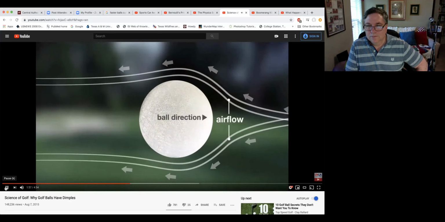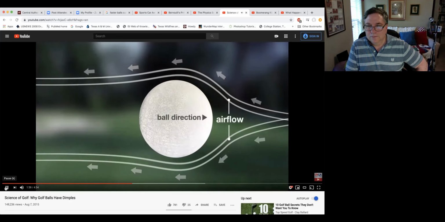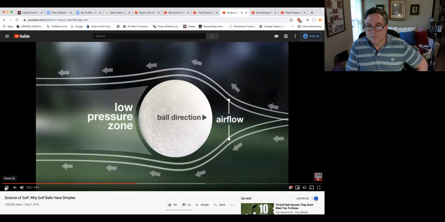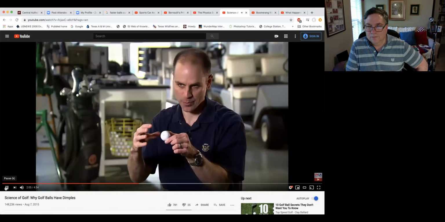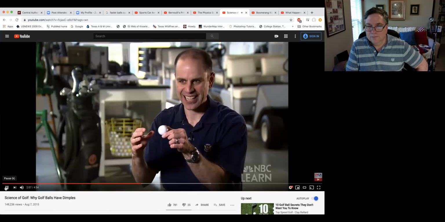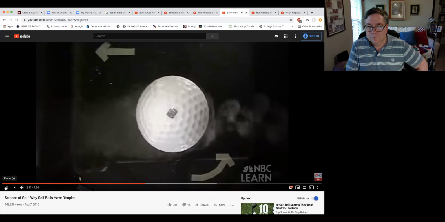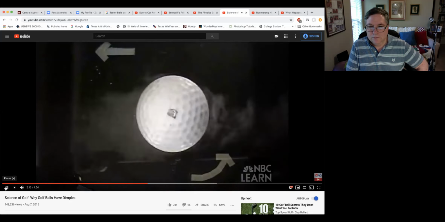The detached flow causes a wake to form behind the ball, which creates a low pressure zone. This zone is what causes drag. And that's almost like a vacuum. That's sucking the ball back and slowing it down in the face of the wind. Adding dimples to the ball changes how the air flows over it.